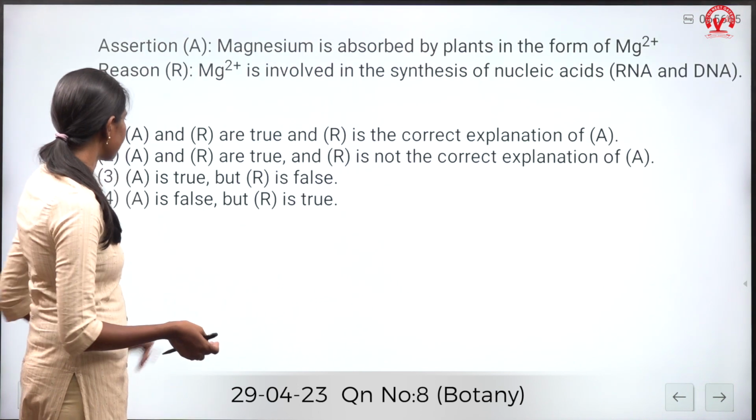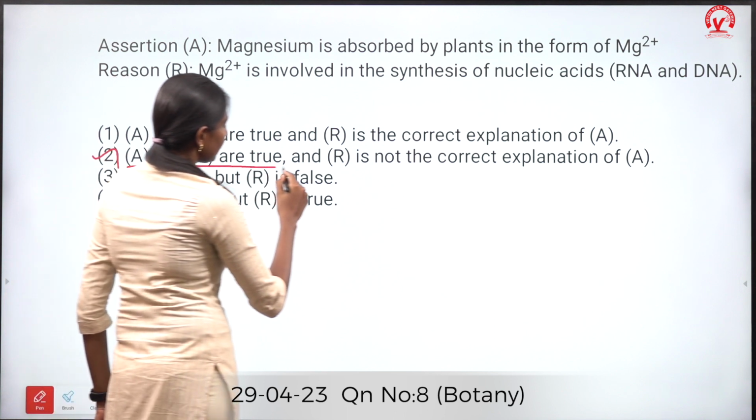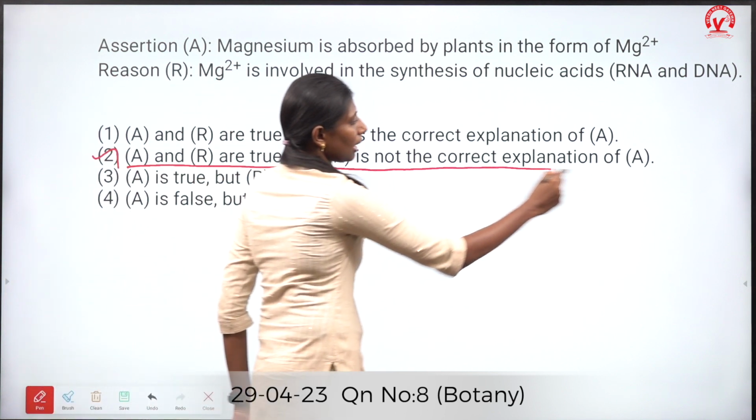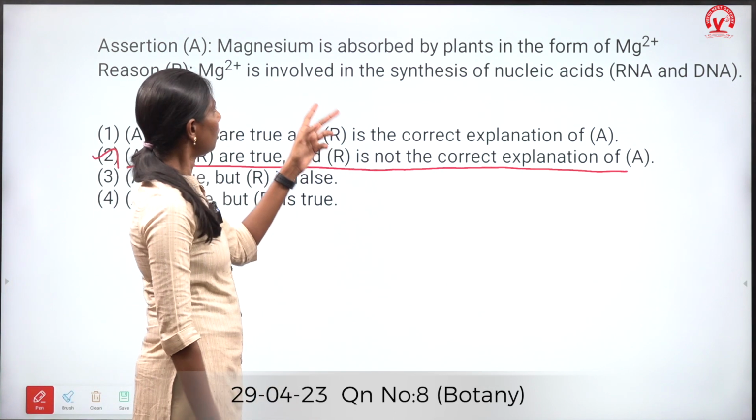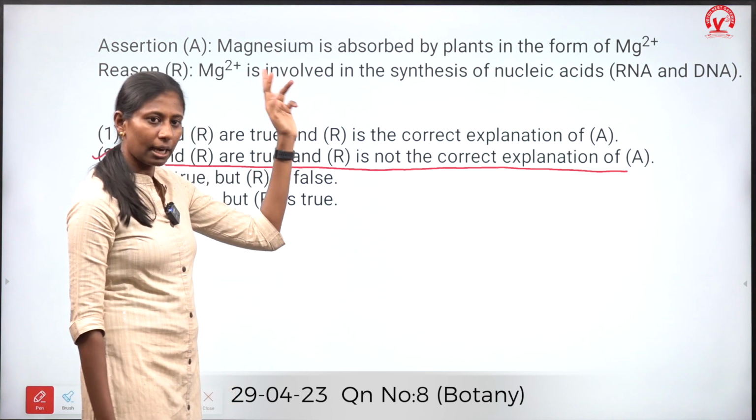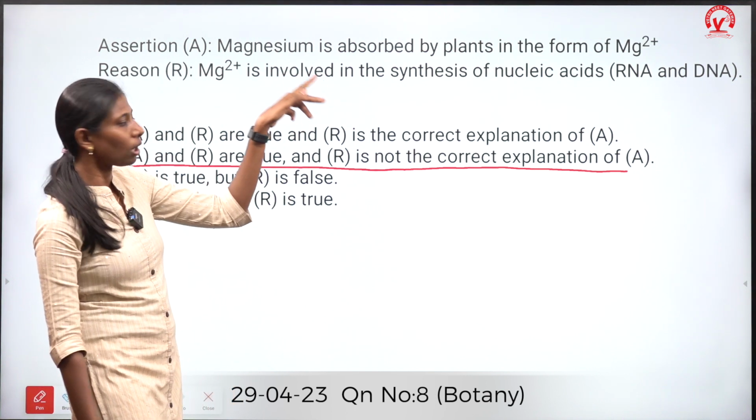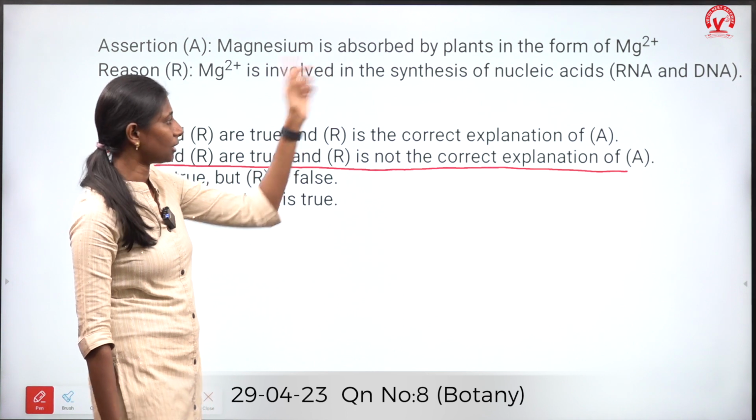So the answer is A, assertion and reason are true, and R is not the correct explanation of A. So assertion and reason are correct, but the reason is not the correct explanation of assertion.